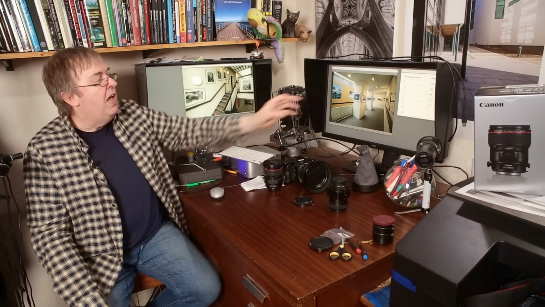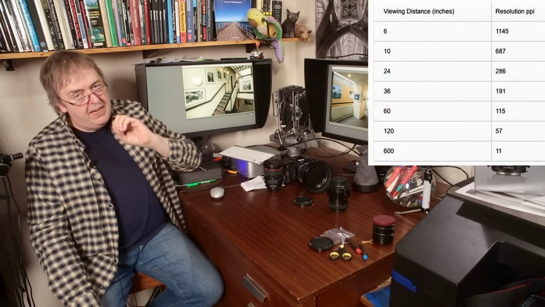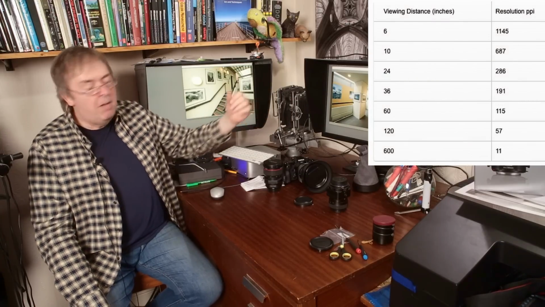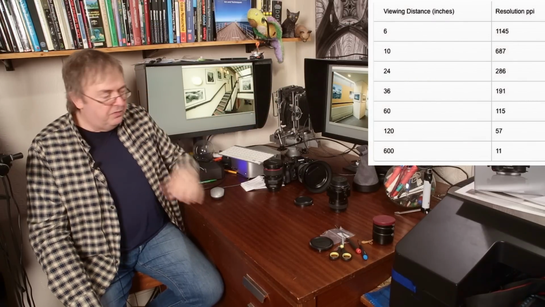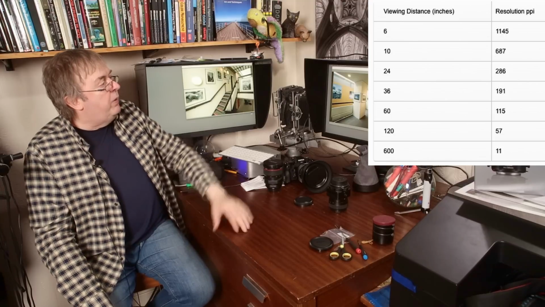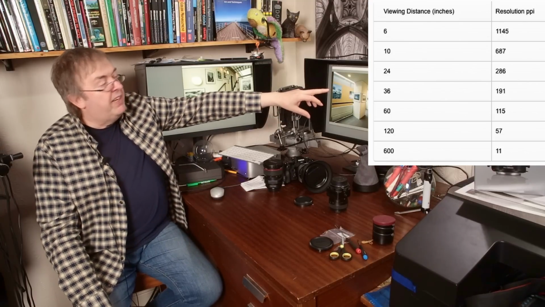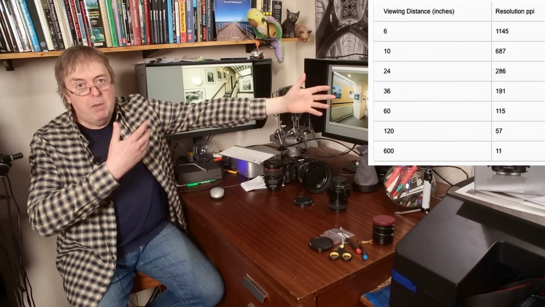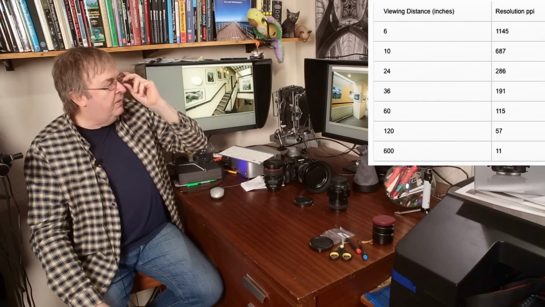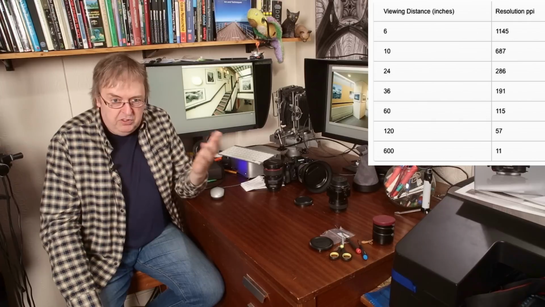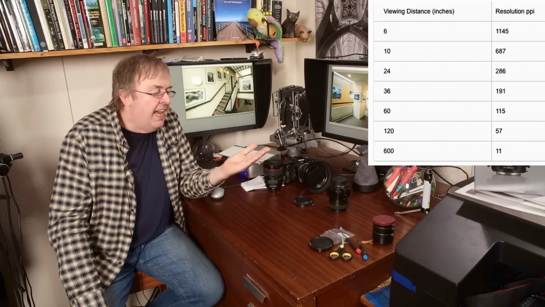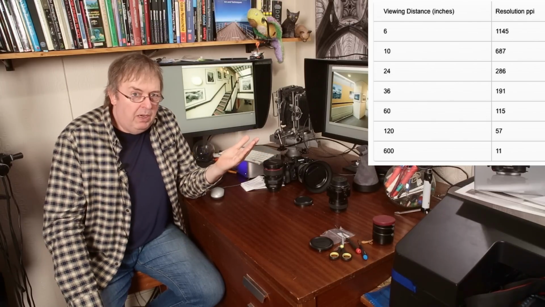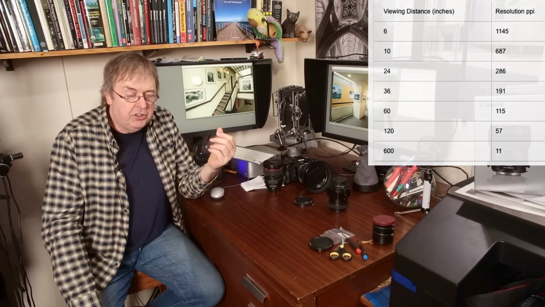They're big prints. Now, I'll come back to viewing distances and some other stuff in a moment, but if we look at the table of data that we've got here, and these are based on visual perception models, we can see that by the time we get to a viewing distance of 24 inches, so a couple of feet, the resolution that people's eyesight is capable of seeing is fractionally below 300 pixels per inch.